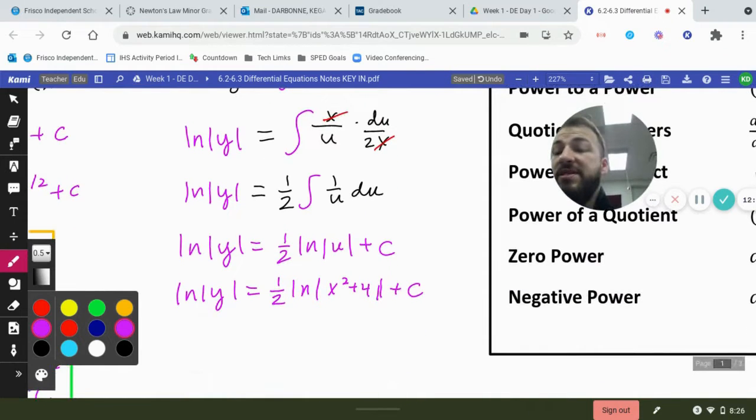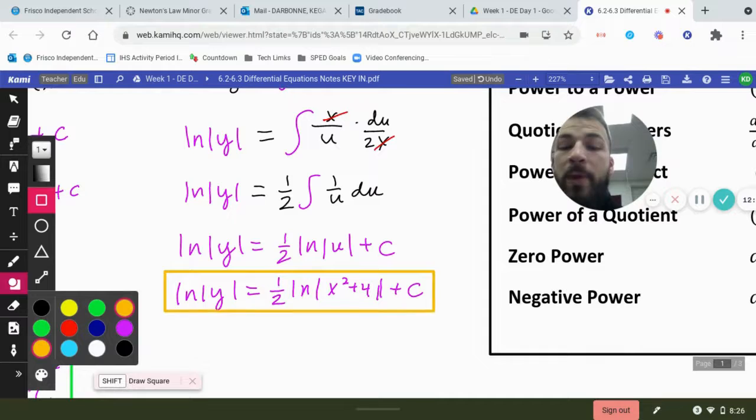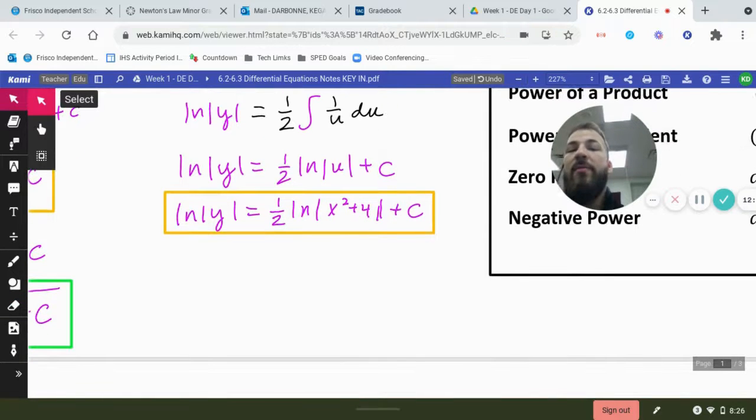Okay, so this is our final answer if we are not having to solve for y. If we have to solve for y, I only have to do one little step on the left side to get y by itself. And you might have remembered this from pre-calculus or algebra 2. You might have forgotten it. But when I have something being taken to a natural log, I can get rid of that natural log by taking everything to a base of e.